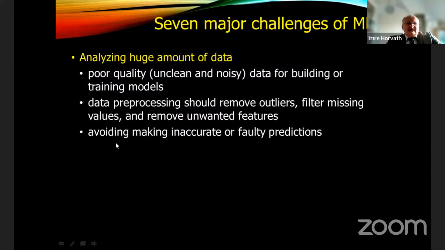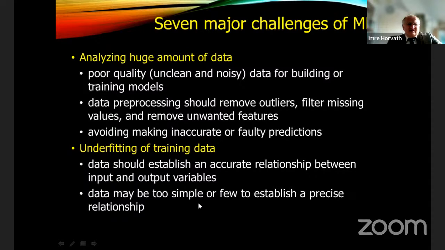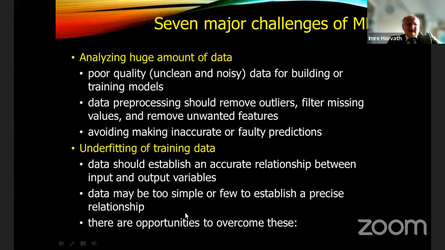And then the third thing related to analyzing a huge amount of data is avoiding making inaccurate or faulty predictions. The second major challenge is the underfitting of training data. Underfitting actually means, in simple words, that we have a weak model to reason. But the expectation is that the data should establish an accurate relationship between the input and the output variables. And sometimes the data may be too simple or just very limited in terms of numbers to establish a precise relationship. But luckily, there are opportunities to overcome these.